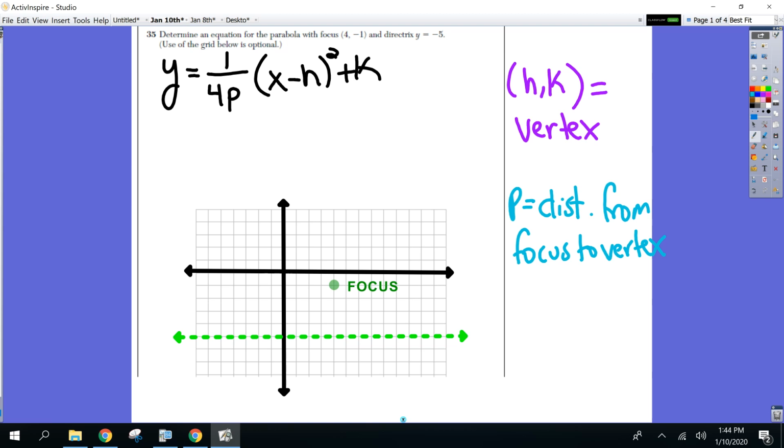Vertex is in the middle of the focus and the directrix. It's halfway in between them. So right now, what's my distance between the focus and this directrix you guys have graphed? 4 units. So where's the vertex going to be located? 2 units from each. So count up: 1, 2. There's your vertex. Halfway in between the directrix and the focus. Halfway, every time. Can somebody give me the coordinate for it? 4. Yep.